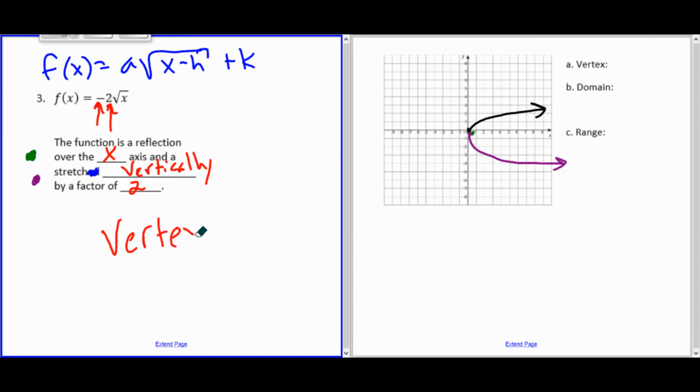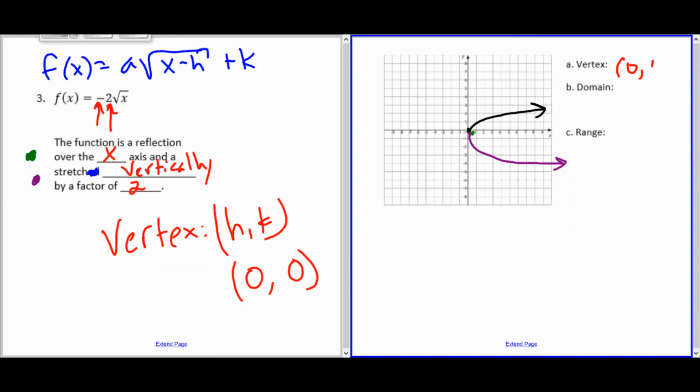So the vertex, remember that's h comma k. So we don't have an h value because there's nothing inside with the x, and there is no k value because there's nothing being added or subtracted on the outside. So my vertex is the ordered pair 0, 0. And again, you could get that from the graph by just looking at the starting point, which on the purple graph is right here.